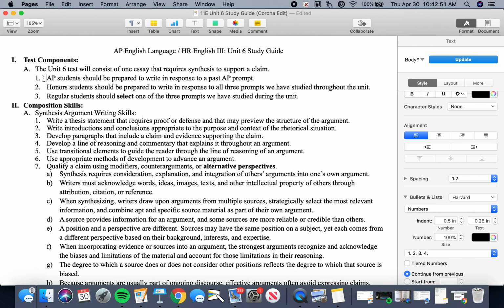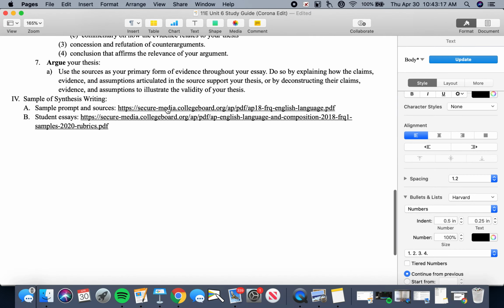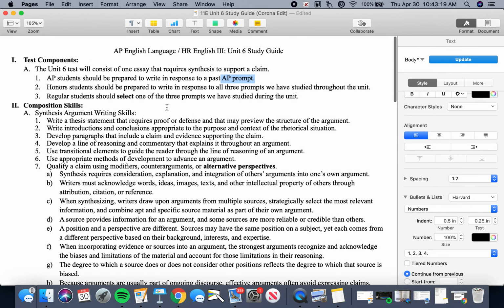There are three different basic assignments here for the three different classes. For AP students, you need to be prepared to write in response to a past AP prompt. Those AP prompts can be found on the AP exam page for AP English Language, if you would like to peruse those and look at what some of those synthetic prompts look like. I've actually got a link to one at the bottom of the review guide if you want to take a look at them.